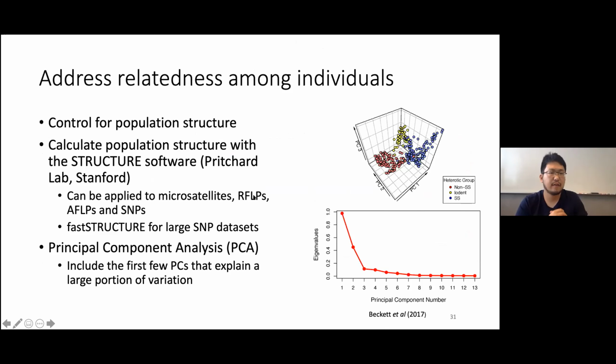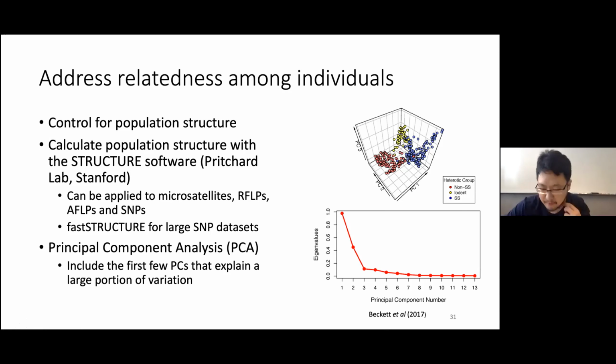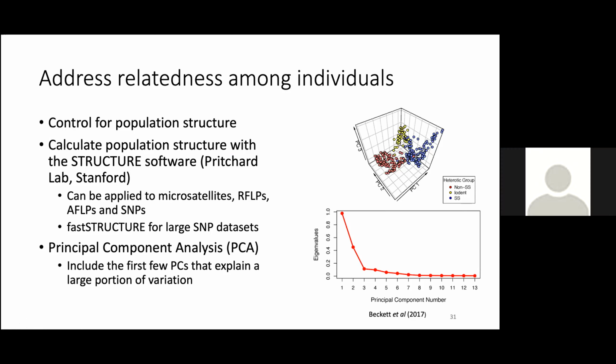The next thing is to address the relatedness among the individuals. I have a question, sorry. Yeah, please go ahead. Can heterozygous markers also be associated with some genetic phenotypic traits or not? Yes, they can be. So what would be the step to recognize them if you filtered them out?